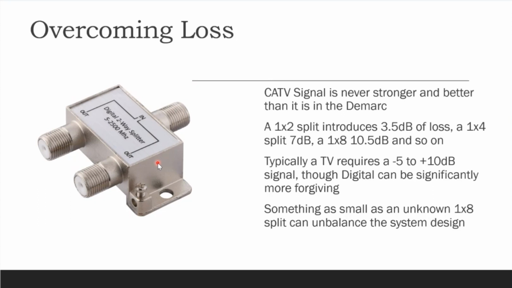And this is true for fiber optics as well. So if I'm launching from my fiber optical transmitter at 14 milliwatts, and I go through a 1x8 splitter and I lose that 10.5, well, then I'm only at 3.5 milliwatts, again after we've done that calculation.